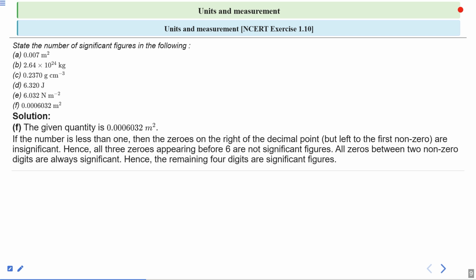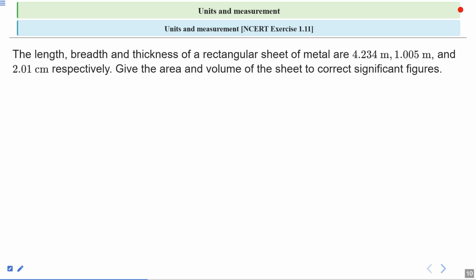Okay, let's go to the next question. I hope it is clear to everyone. This is exercise 1.11. The length, breadth and thickness of a rectangular sheet of metal are 4.234 meter, 1.005 meter and 2.01 centimeter respectively. Give the area and volume of the sheet to correct significant figures. It is again an easy question. I will give you guys 10 seconds.